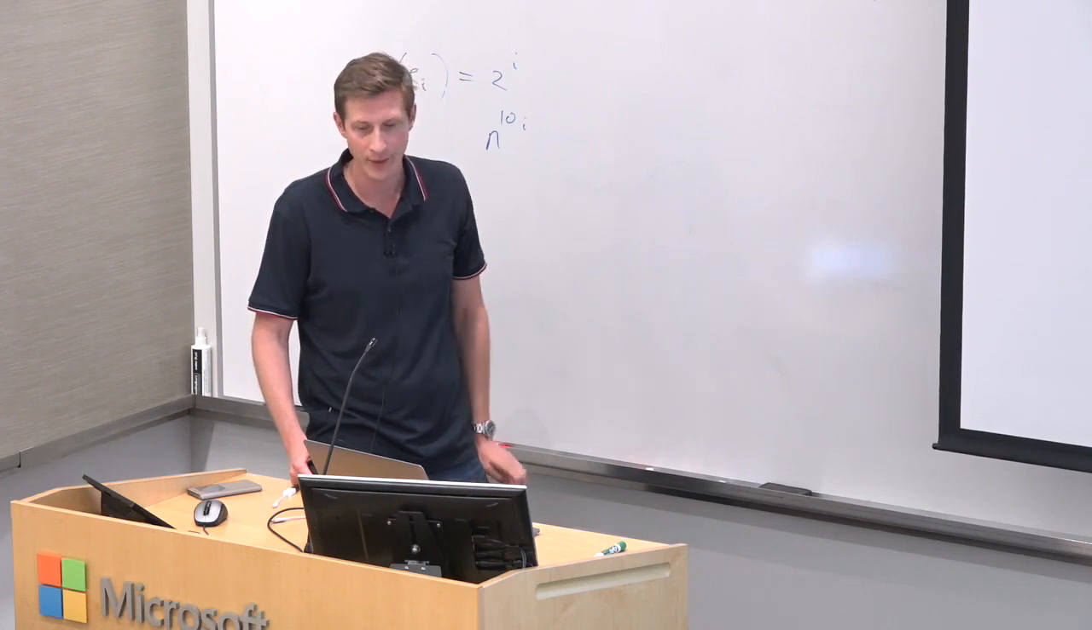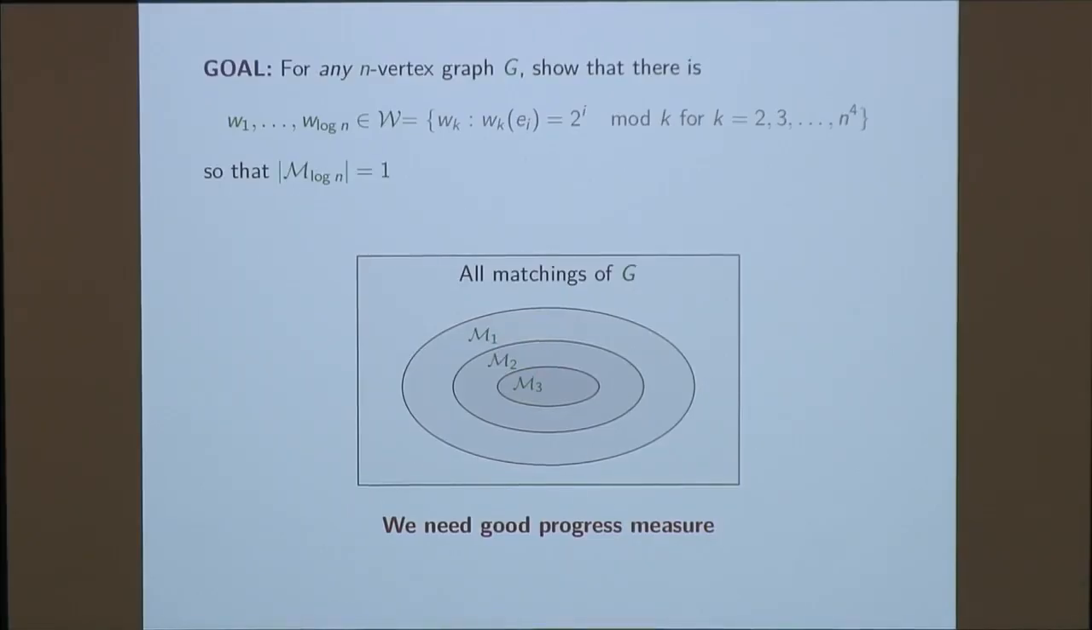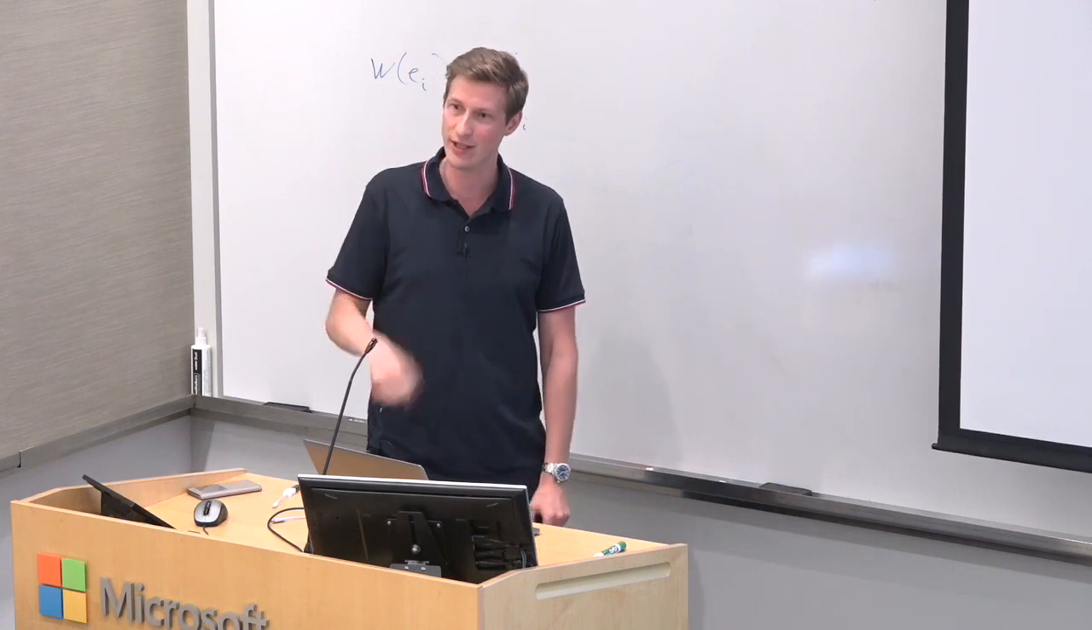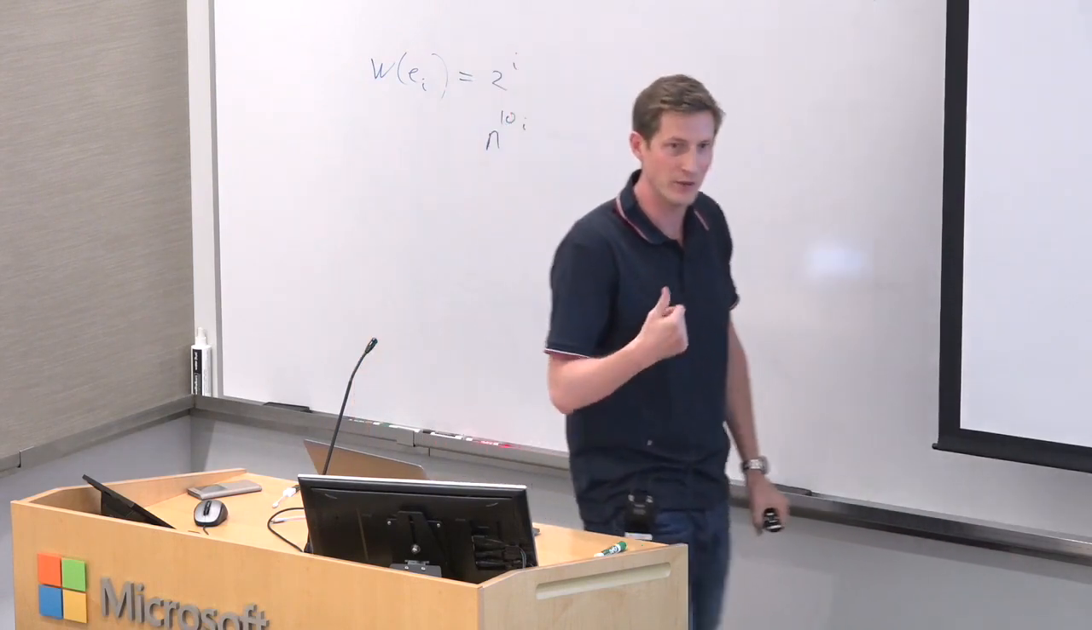Yeah. Okay. All right, so we need a good progress measure. If it was polynomially many weight functions, I think intuitively it's not so hard. But logarithmic seems weird. That seems like you need to get a very good progress measure, in my head at least. You know, there's exponentially many matchings. We need to go down to a unique one in only logarithmic many rounds. It would not be enough to halve the number of matchings each step, for example. We need to do much better.